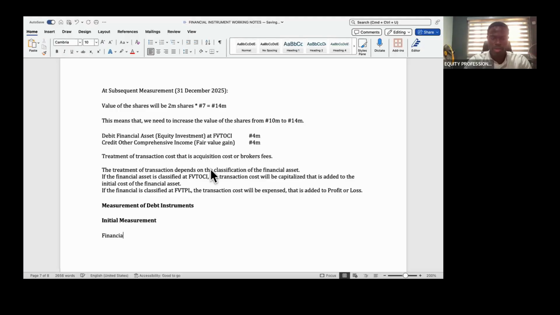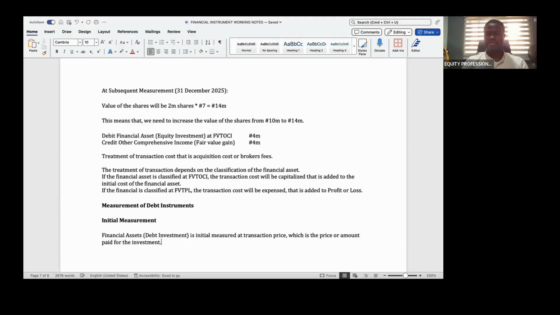So financial assets, in brackets, in this case, debt investments. Let me say debt investments. I'm done with equity investment. It is initially measured also at transaction price, which is the price or amount paid for the investment.